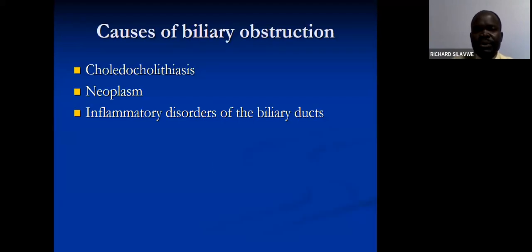Then we are going to look at the causes of biliary obstruction. Some of the causes of biliary obstruction are choledocholithiasis. We are talking about the calculi. Then we also have neoplasms. These are cancers. We have also inflammatory disorders of the biliary duct. The biliary duct tree can also be affected by some infection, which can cause it to become inflamed and later on cause obstruction of the biliary tree.